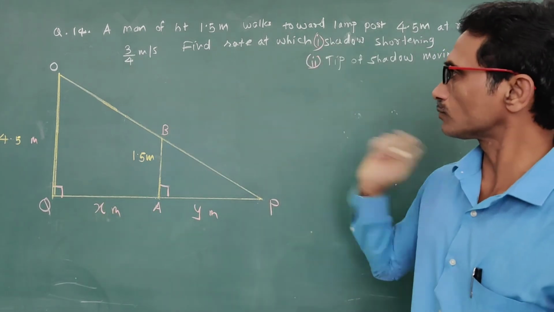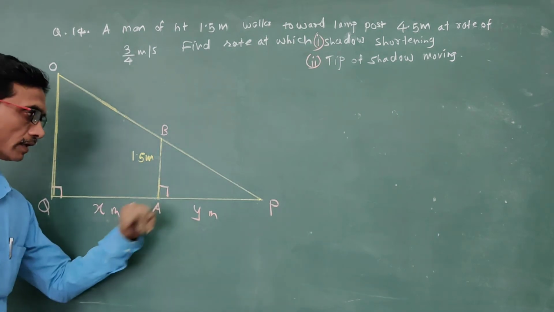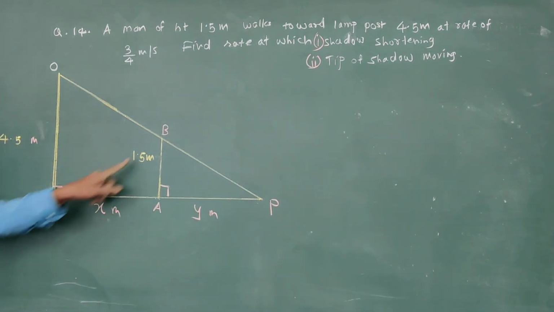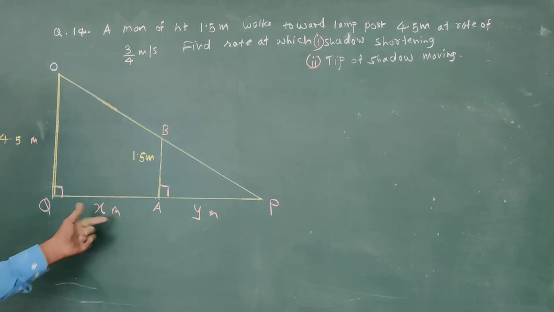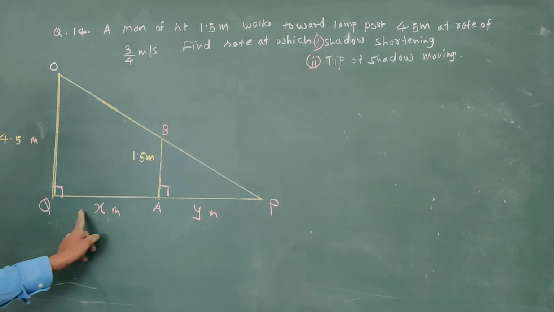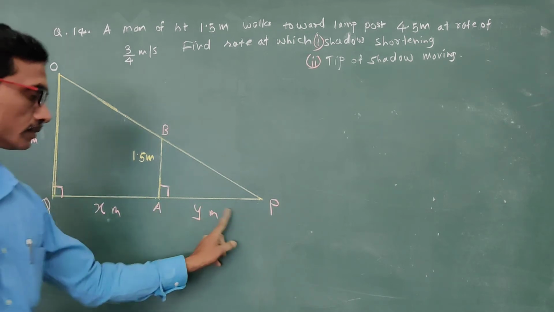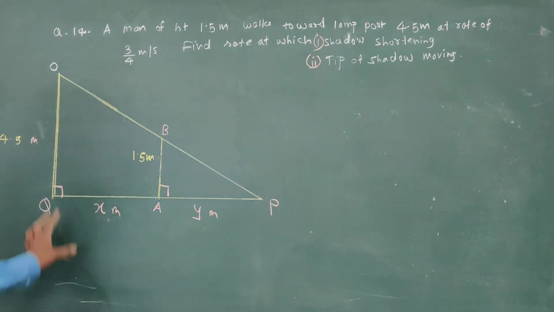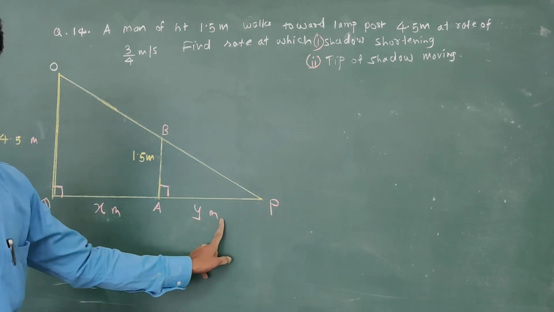This rate we have to find. So two things we have to find here. Now clearly again a triangle is formed. Here is the lamp post, here is the man. At some time t, the position of the man is x meter away from the lamp post, and the length of its shadow is 4y meter. So clearly these two triangles are similar triangles.